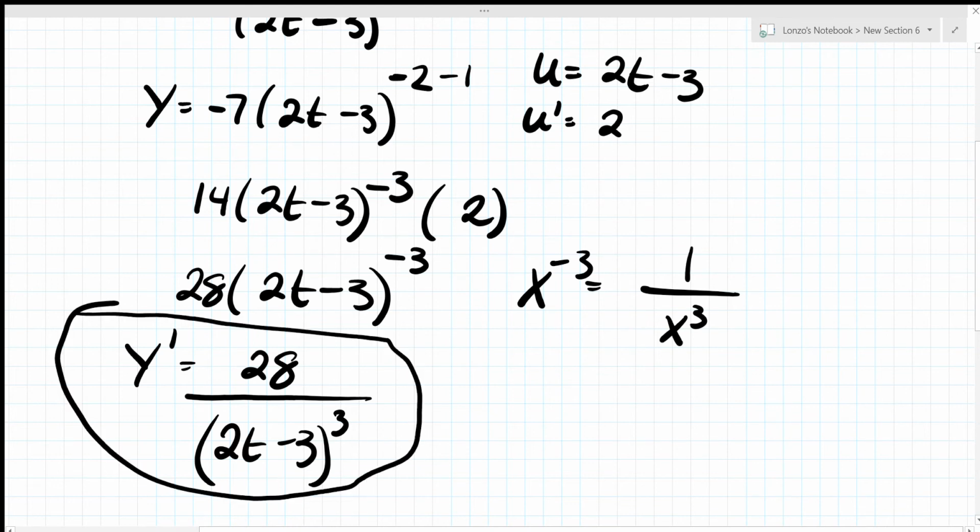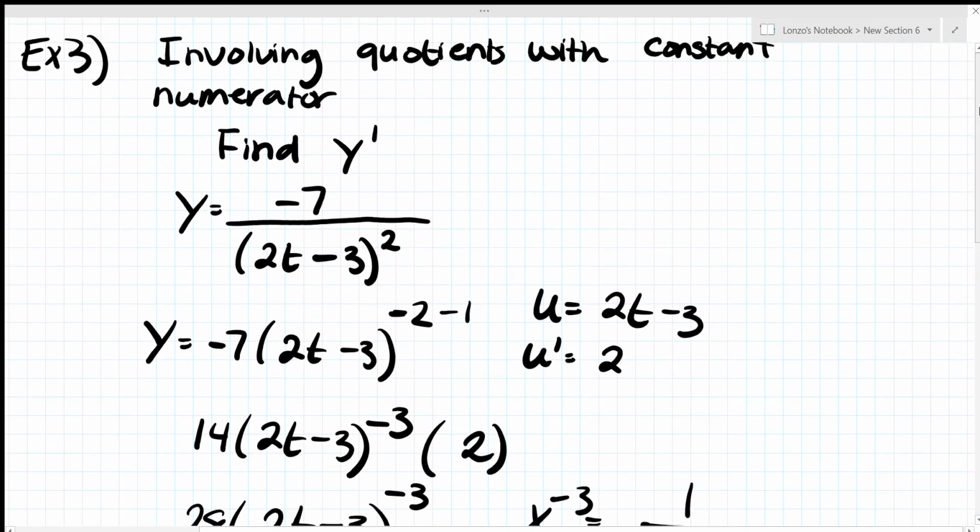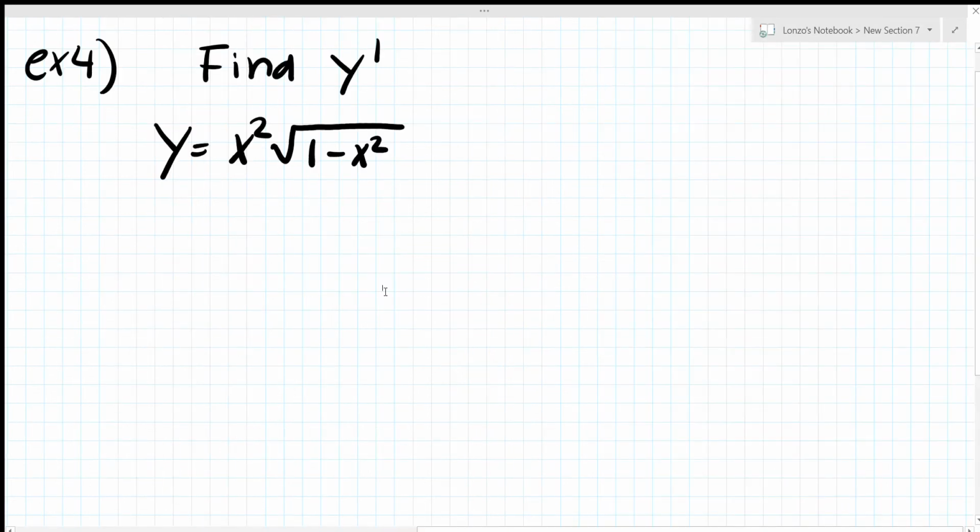So that was example 3, right? Let's do example 4. I think I'm going to do 6 examples. So let's say you've got to find y prime. This one's going to be a longer one, I'm not going to lie.